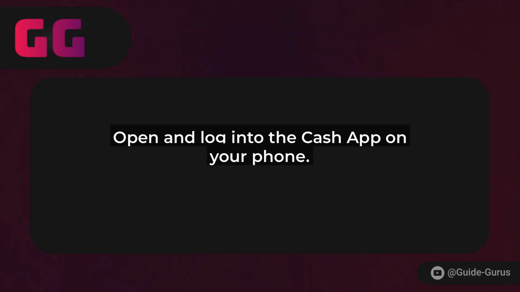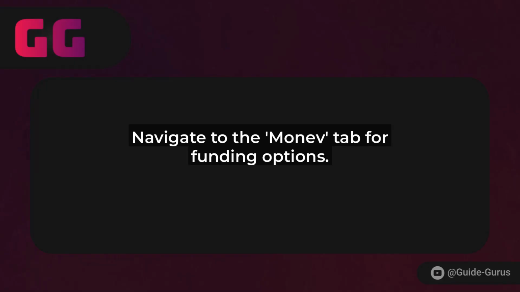First things first, make sure you have the Cash App installed on your phone and that you're logged into your account. If you're new, download it from your App Store and sign up. It's quick and free. Once you're in, head to the home screen and tap on the Money tab at the bottom. This is your gateway to all things financial on the app.